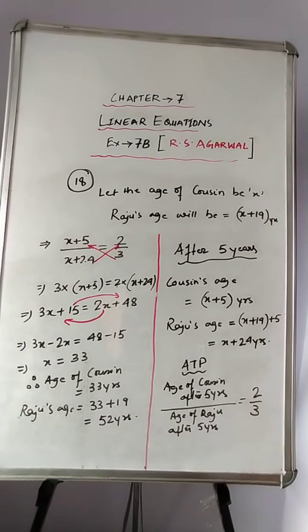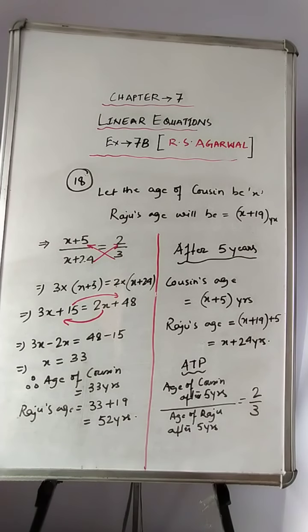Now let's move on to the next sum, that is sum number 20, which is also an age problem.